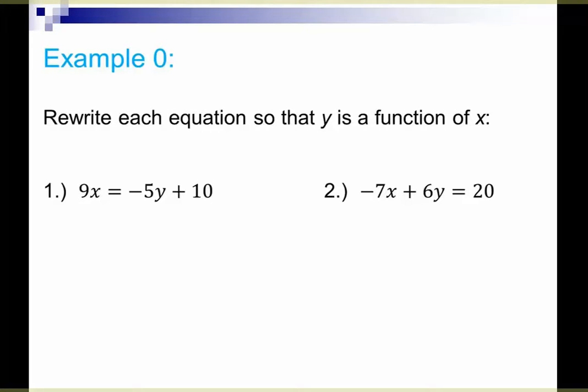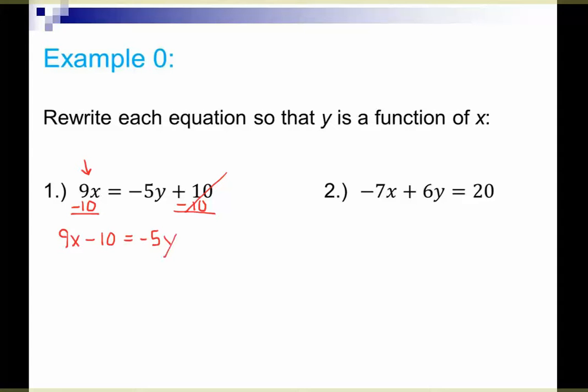Okay, you'll notice that these are set up a little bit differently than the ones we did in examples. Take a look at number 1. We have the negative 5y plus 10 on the right side. So to get the y by itself, first steps here are taking out the 10. So we're going to subtract 10 on both sides. Notice that these guys over here, they're not like terms, so they cannot be combined. So they're going to stay as such. 9x minus 10 equals negative 5y. That would be step 1.